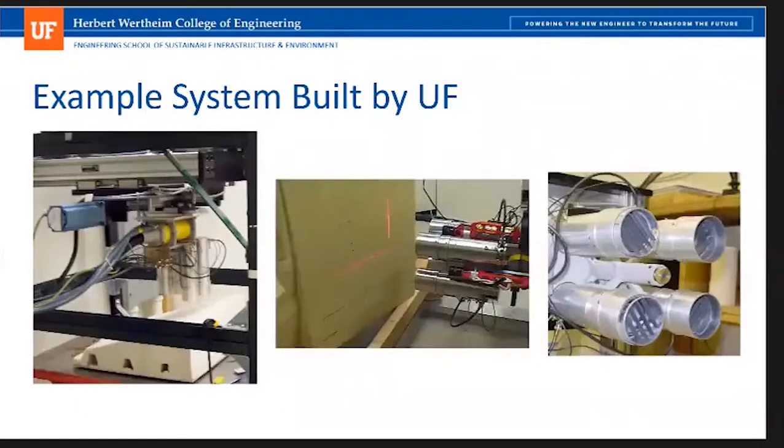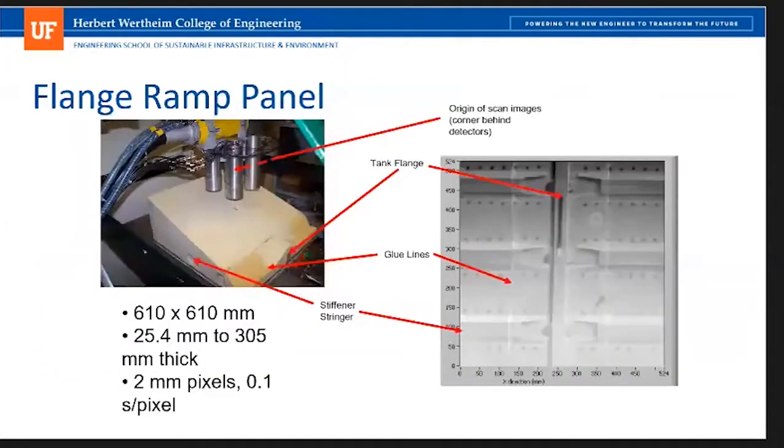So here is the example system built by UF for the shuttle program. This utilizes what we call a pencil beam system, which I'll go into soon, but we had great success with this. The next picture should give you an example scan. That is what's called a flange ram panel. And we were able to pick up some of the notable features we were looking for, even down to glue lines, and easily pick up voids and delaminations in that sense. So it's a very powerful technology, and it has its uses in the field, which brings us to the crosstie application.